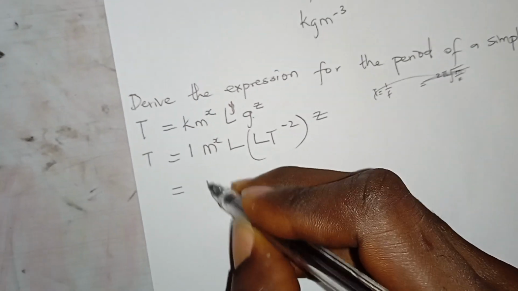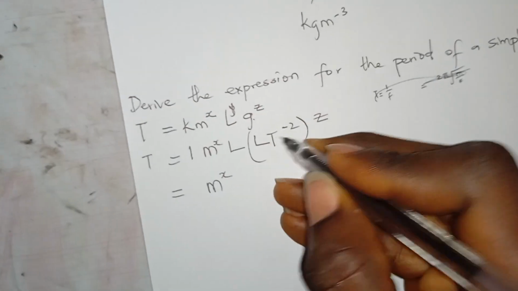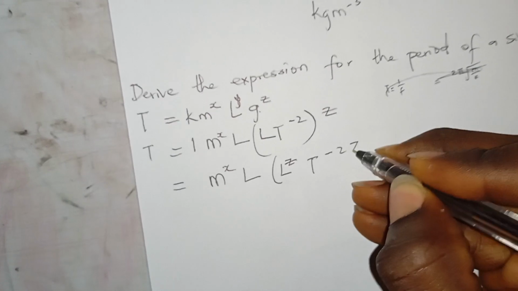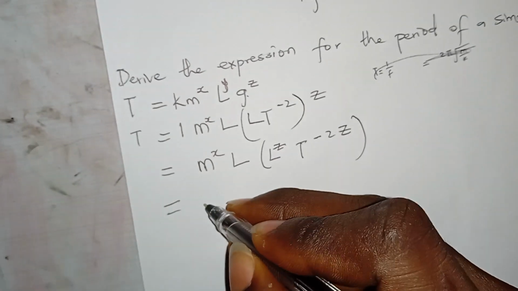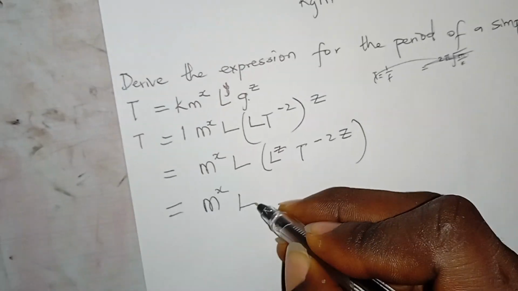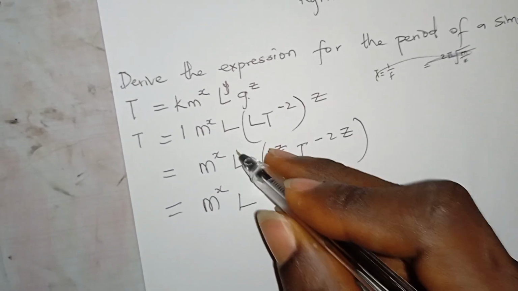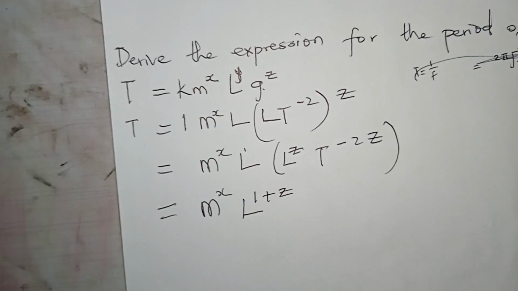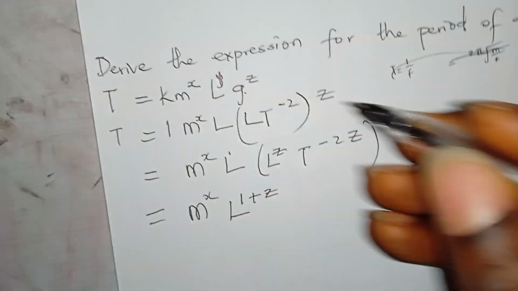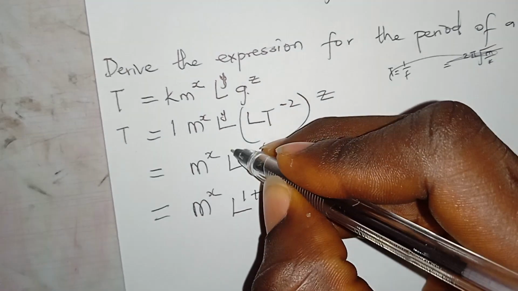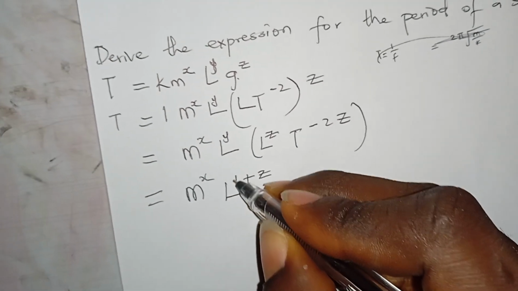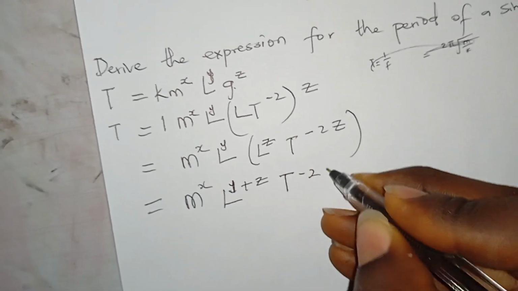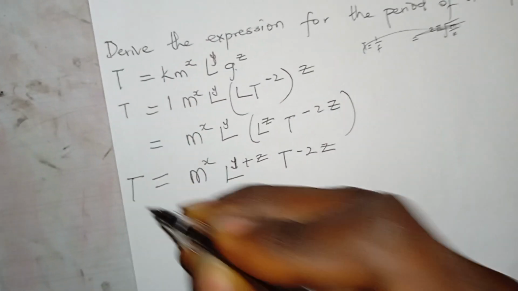So this is the same thing as saying m^x, l here, this will be l, then l raised to power z, T raised to power minus 2z. So this is the same thing as m^x, then l is having this, and there's an invisible 1 here, so this is the same thing as 1 plus z for it. But notice that this is carrying y and this is carrying y. So instead of 1, it's going to be just y plus z. So this is T raised to minus 2z. Then I have T this side.